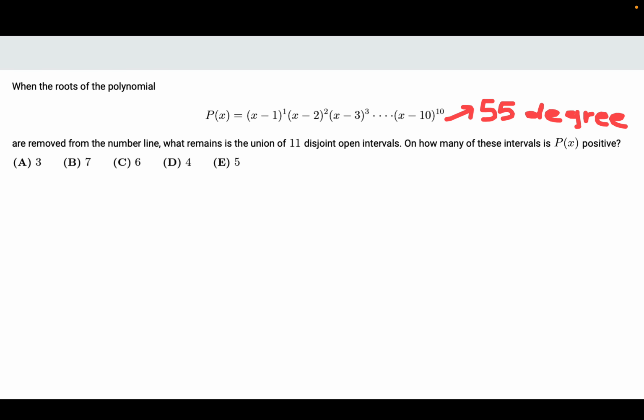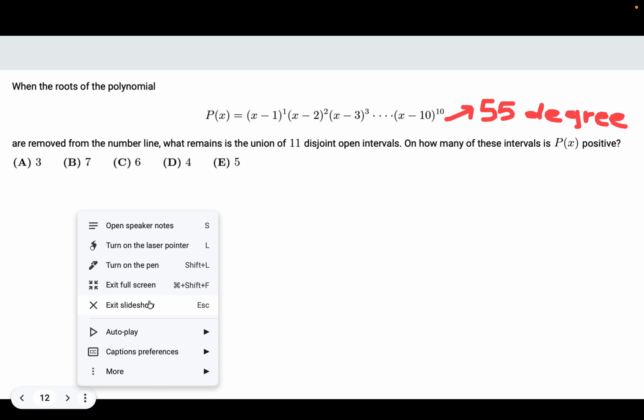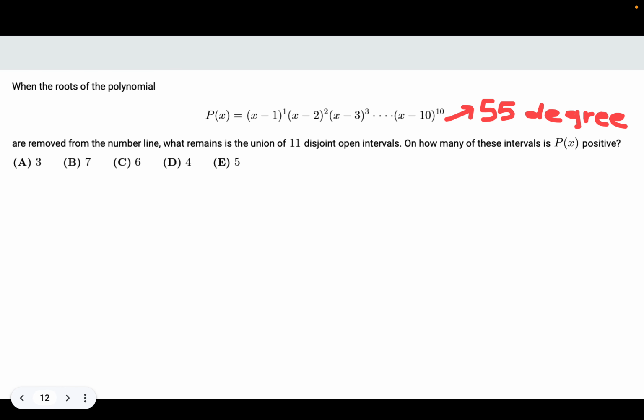Okay, so another thing is that if we try to plug in test numbers, like 0, 1, we will run out of time in the test. But if you spot the trick, you can solve this in your head in 10 seconds. You'll be like, what? So let's look at the exponents.